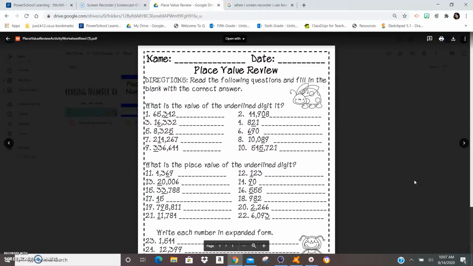Just bear with me. So this is your assignment for today. It's titled Place Value Review. And in each section, you're going to be doing something different. But overall, the directions are read the following questions and fill in the blank with the correct answer. This first section, you're going to be writing what is the value of the underlined digit.